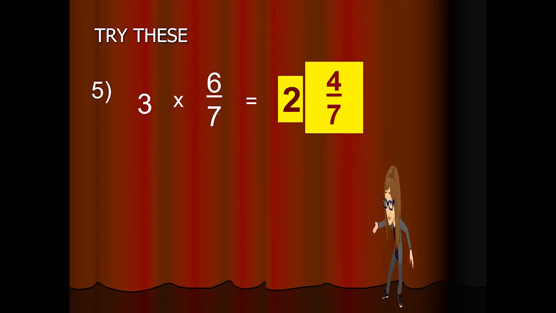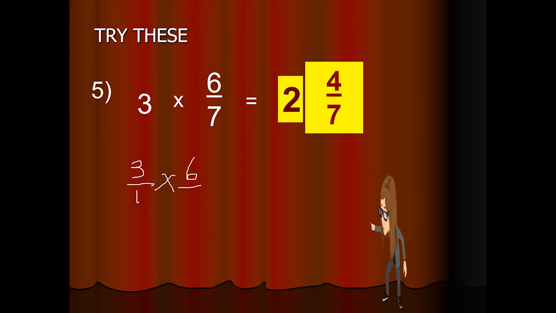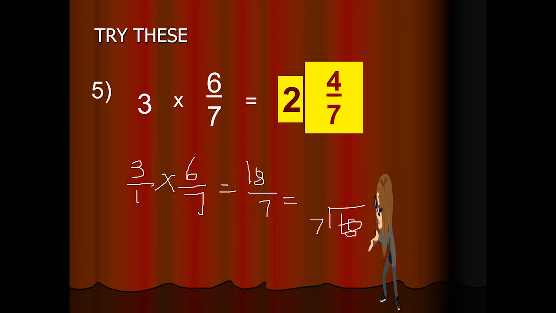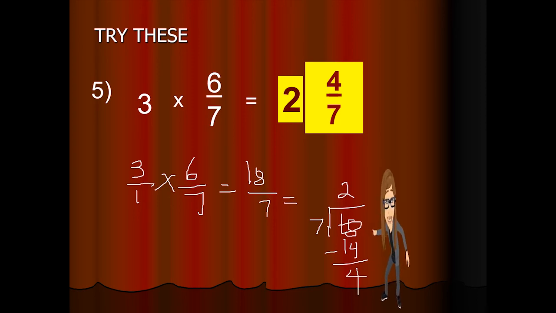Next, the same. So we have to rename 3. We have to put a denominator of 1. Then we multiply it by 6 over 7. 3 times 6 is 18. And then over 1 times 7 is 7. So let's multiply again. Or divide. 18 divided by 7. So we have 2. 2 times 7 is 14. Then 18 minus 14 is 4. The answer is 2, 4 over 7. Correct. Very good.